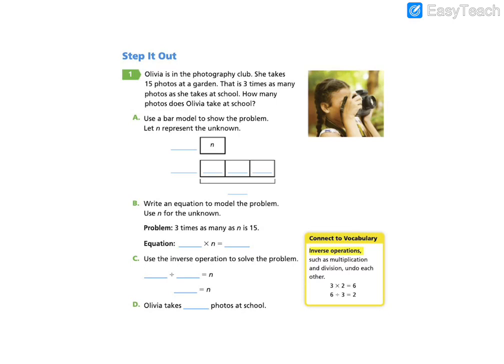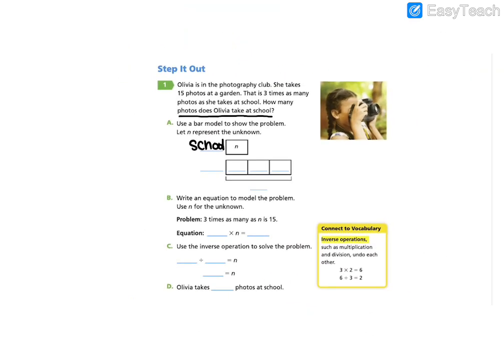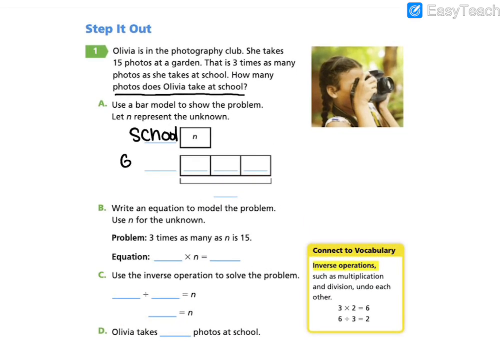Well, that means we need to determine what is the unknown. The unknown is how many photos she's going to take at school. So school is our unknown. We know how many she takes in the garden. In the garden, she takes a total of 15.